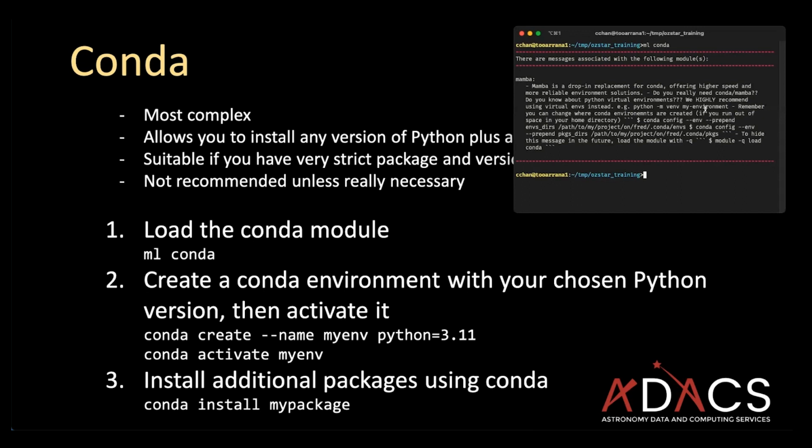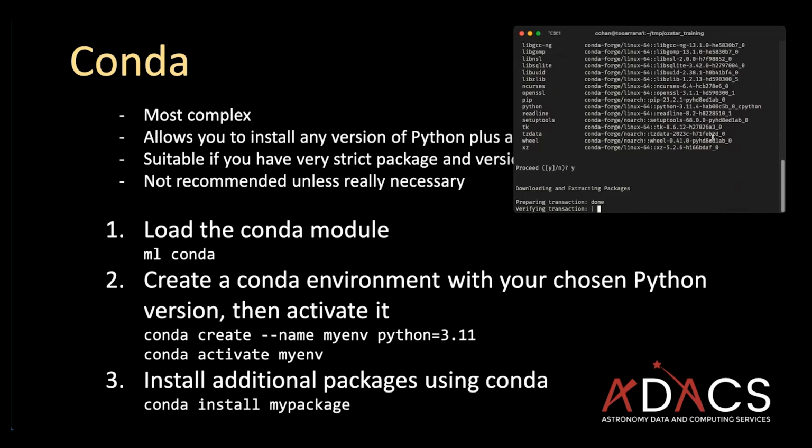So we can try to create a conda environment, doing conda create name demo, and then you can pick any version of Python that you want. So for example, let's say Python 3.11 wasn't available on OzSTAR. You can create a conda environment that has 3.11 in it. It's going to take a bit of time, I think. Okay, this might take a while.